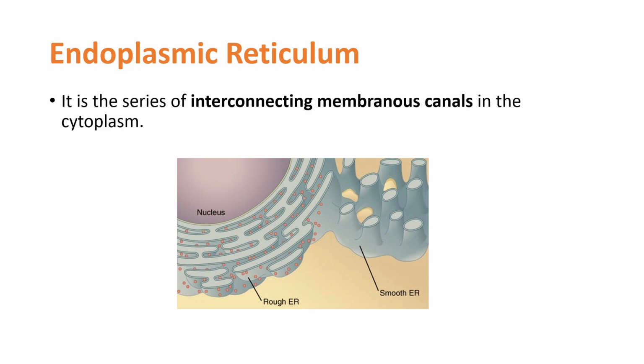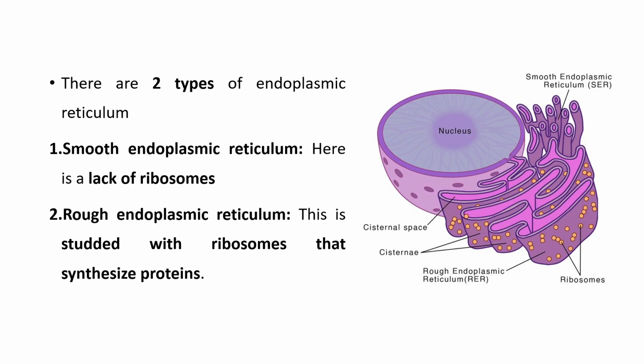The endoplasmic reticulum is a series of interconnecting membranous canals in the cytoplasm. You can see in the diagram two types of endoplasmic reticulum are present inside the cell, rough endoplasmic reticulum and smooth endoplasmic reticulum. Smooth endoplasmic reticulum lacks ribosomes. The ribosomes are not present on the surface of smooth endoplasmic reticulum. But in rough endoplasmic reticulum, ribosomes are present on its surface.